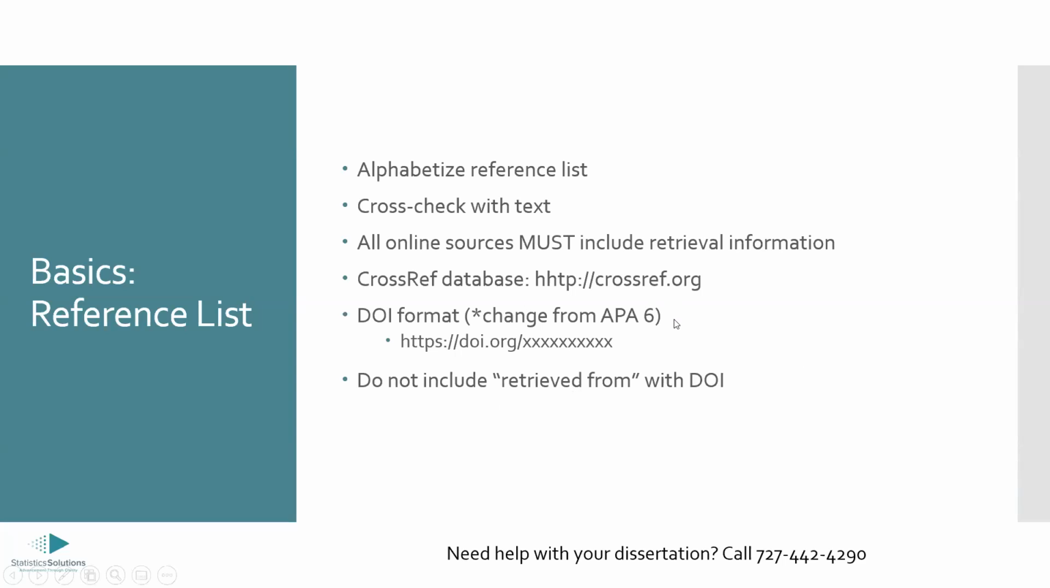For APA 6th edition, you used to just be able to write DOI and then all the numbers. But in 7th edition, you actually have to write https://doi.org and then all the numbers, which is nitpicky.